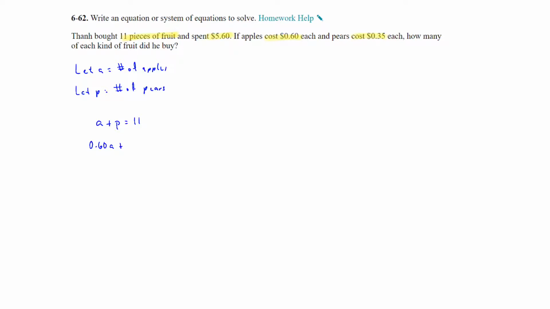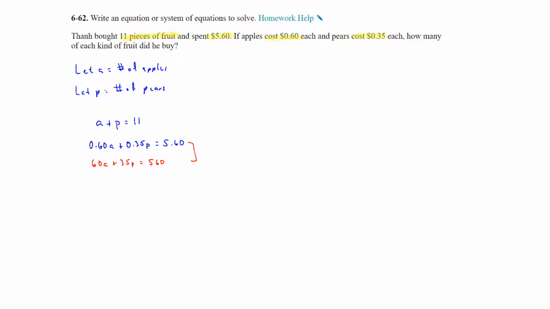A pear costs 35 cents, so 35 cents times the number of pears should be equal to the total that he paid or spent, which was $5.60. Now, I wrote my second equation using dollars. If you wanted to, you could use cents and rewrite it as 60A plus 35P, but then $5.60 in cents is 560 cents. So these two are the same, one's in dollars and one's in cents. So it doesn't matter which one you use.